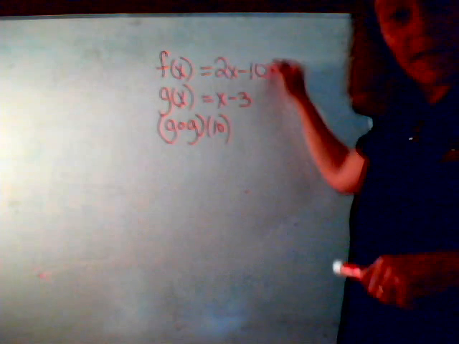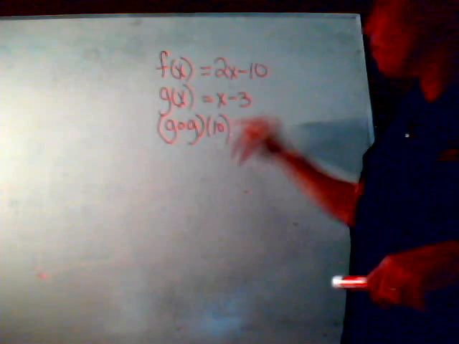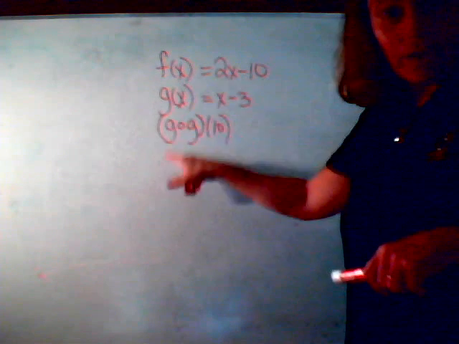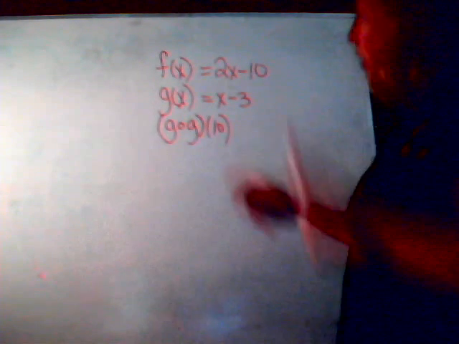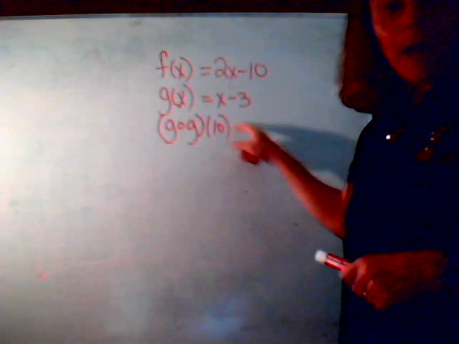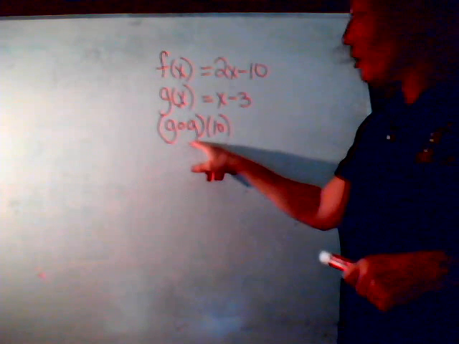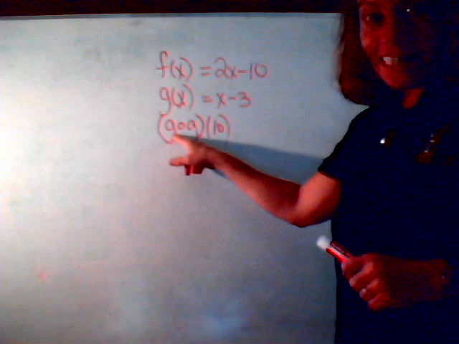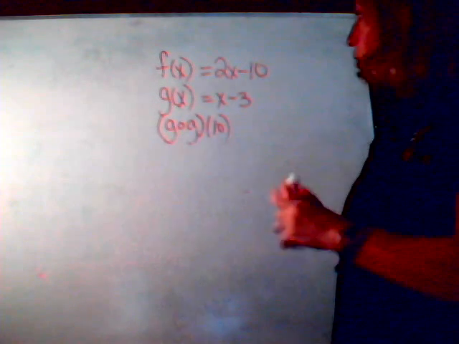Okay, up here we have the same two functions we had in the first video. And this time, instead of doing f of g or g of f, we're going to do g of g. What g of g means is I'm going to take the value 10 and plug it into the g function. And whatever I get out, I plug it into the g function a second time. Okay, so let's work this one out.